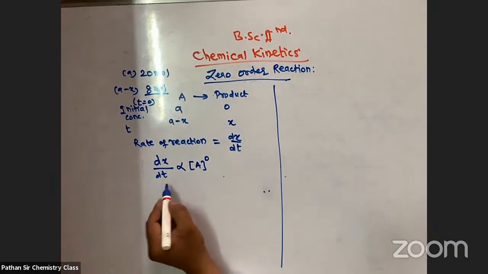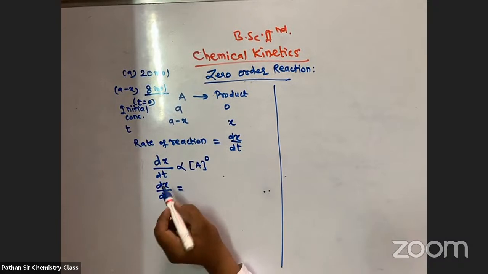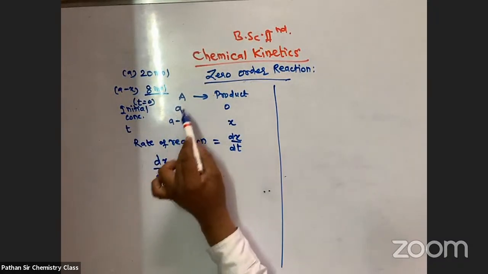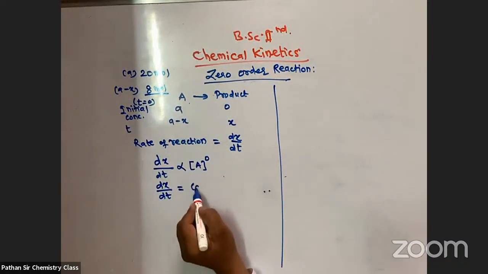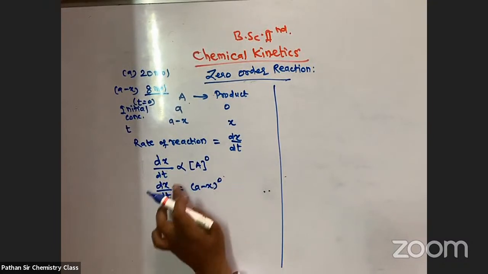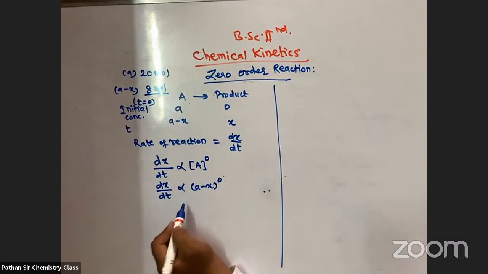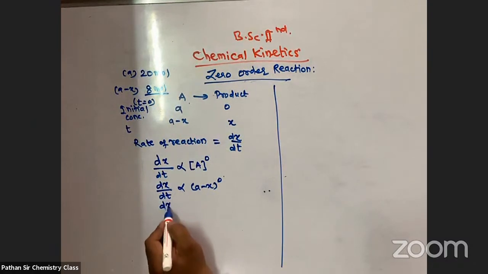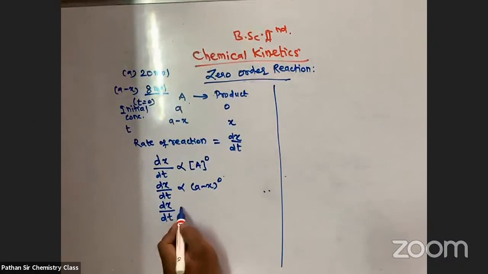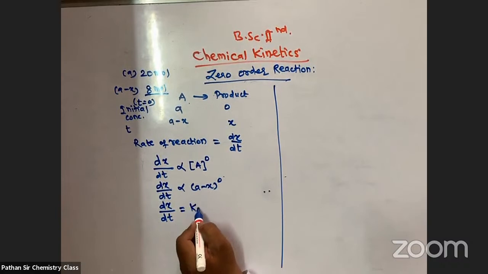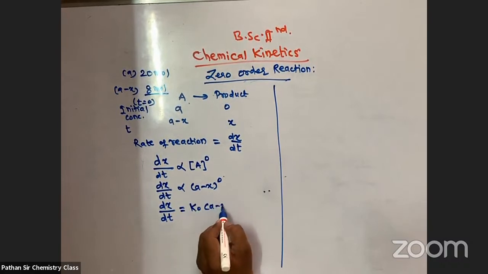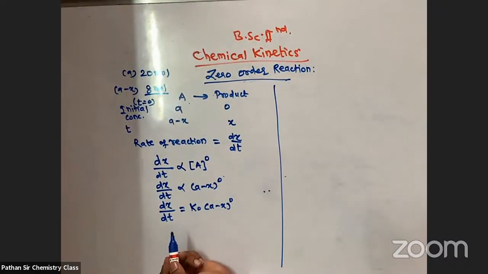Therefore, dx upon dt is equal to, at some time t, the concentration of A is a minus x. So (a minus x) to the power 0. Remove this proportionality sign, introduce some constant. So dx upon dt is equal to k0 into (a minus x) to the power 0.